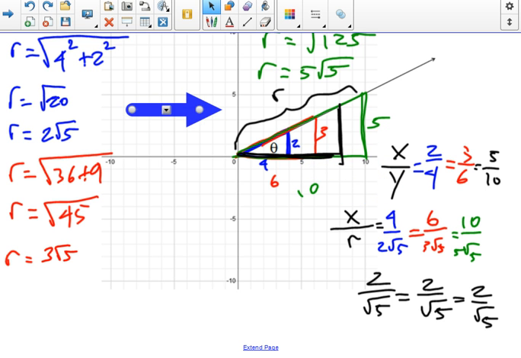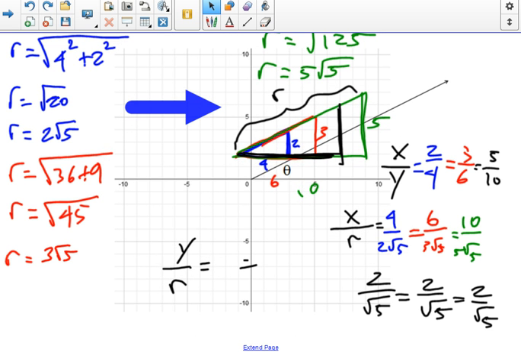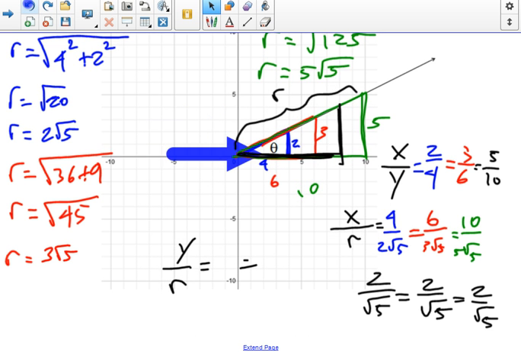Or another possibility, let's say we've got x over y, we've got x over r. Another possibility would be to look at all of the y over r values, for example. And that ratio would turn out to be the same for all the different triangles, as long as we use this angle. So these ratios are specific to that angle. They're linked to this angle.